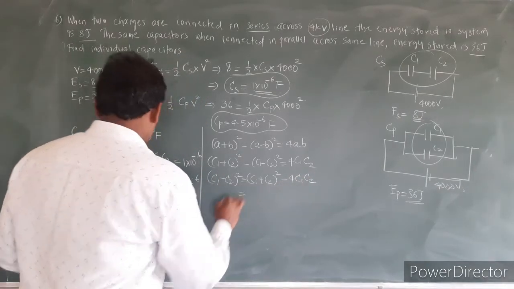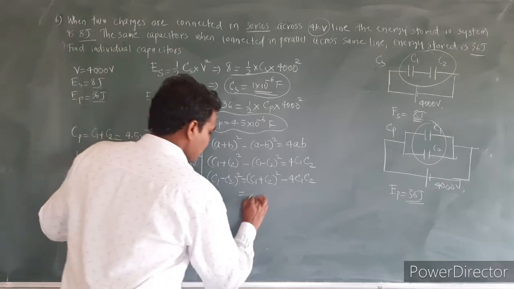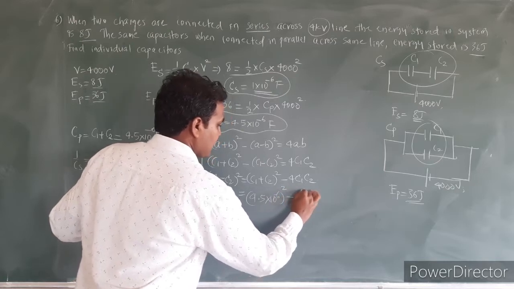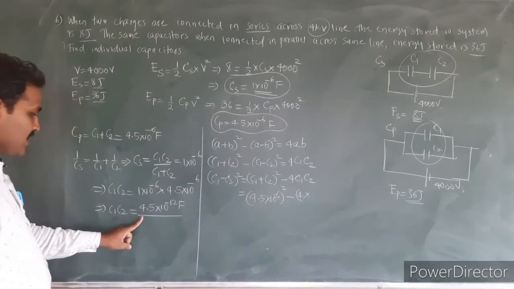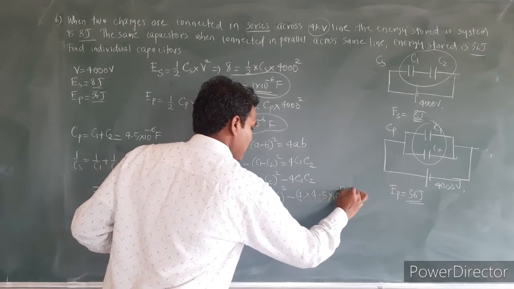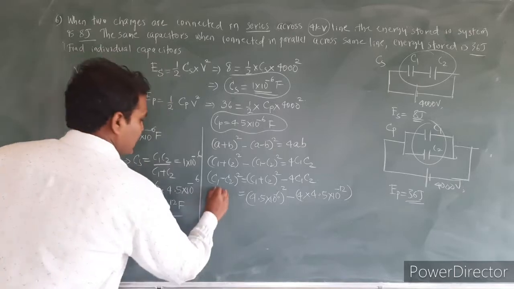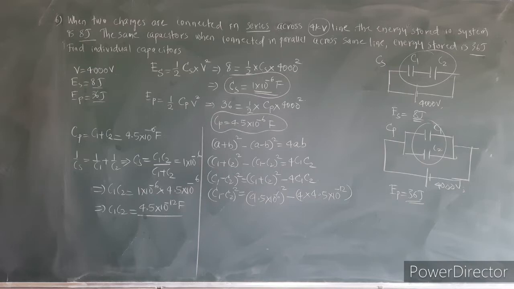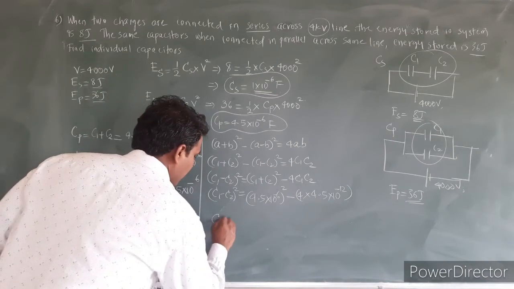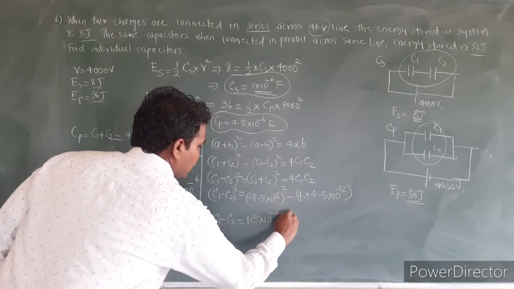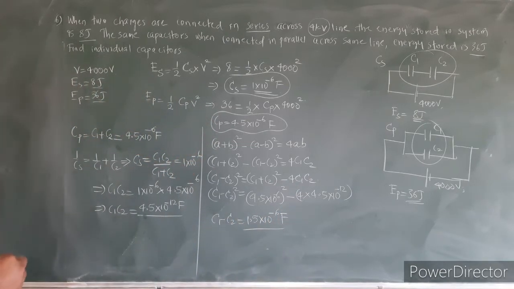If I substitute the values here, C1 plus C2 is 4.5 into 10 to the power of minus 6 whole square, minus 4 into the value of C1 into C2, that is 4.5 into 10 to the power of minus 12. This is ultimately (C1 minus C2) whole square. If I calculate and simplify this, I get the value of C1 minus C2 is equal to 1.5 into 10 to the power of minus 6 farads. So that is the value of C1 minus C2.